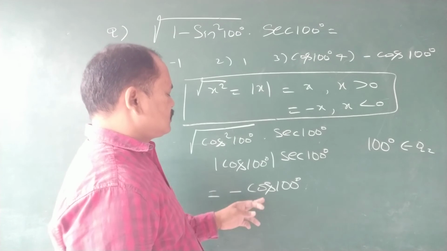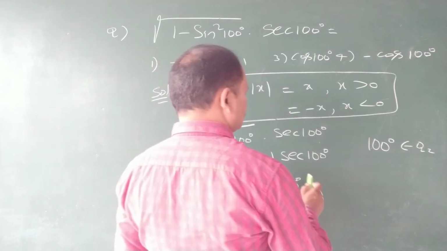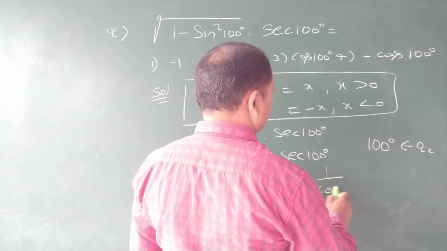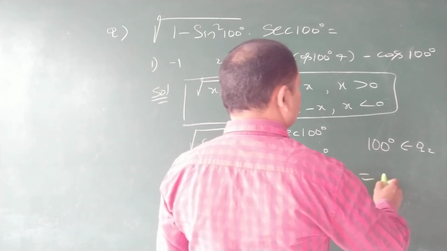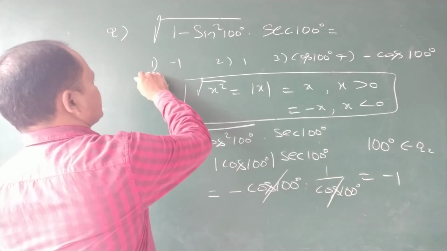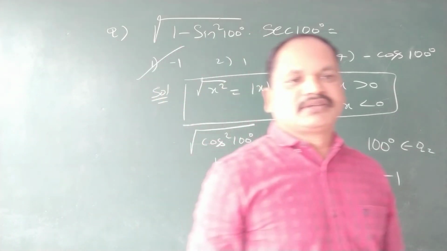So minus cos 100 into secant 100, which is 1 by cos 100 degrees. These two get cancelled. Answer is minus 1. That's why that is the first option. Okay, that's all.